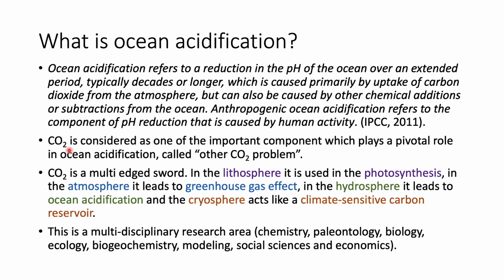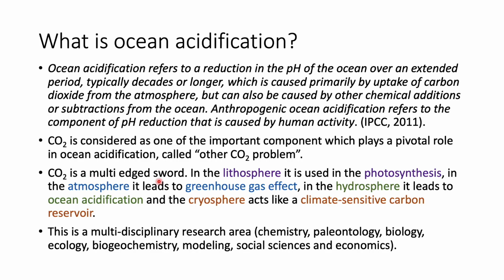Now, how does ocean acidification actually happen? CO2 is one of the important components which plays a pivotal role in ocean acidification, which is also called the other CO2 problem, because we already know CO2 is an important greenhouse gas that is responsible for climate change. That is the atmospheric carbon dioxide. Now we are talking about the carbon dioxide that is getting into water. So basically CO2 is a multi-edged sword, not a double-edged sword. It is actually a multi-edged sword.